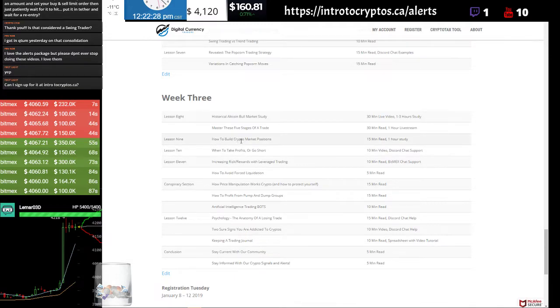We're going to talk about how to build crypto market positions, including how much of a size of position you should be putting on according to the size of your equity overall. And this is going to help really with the risk control and understanding how all of that works.